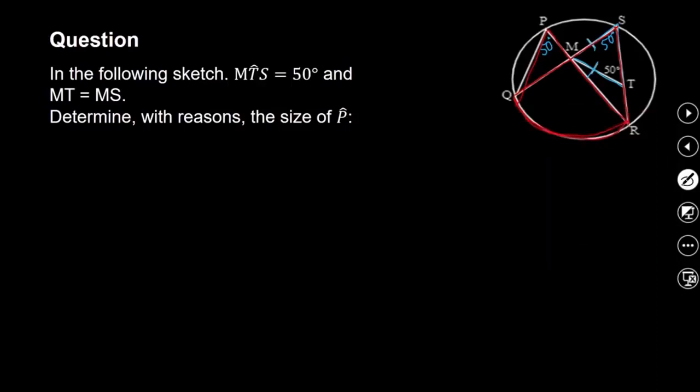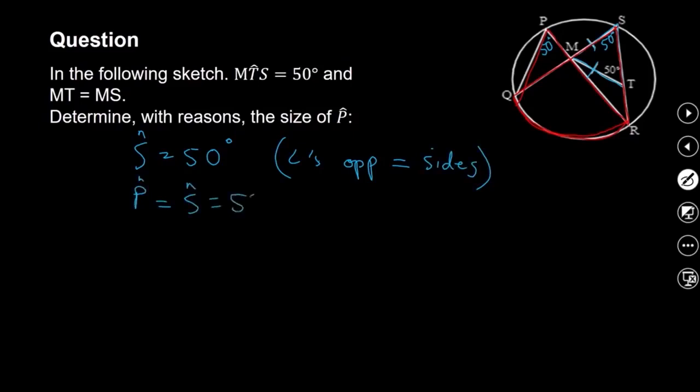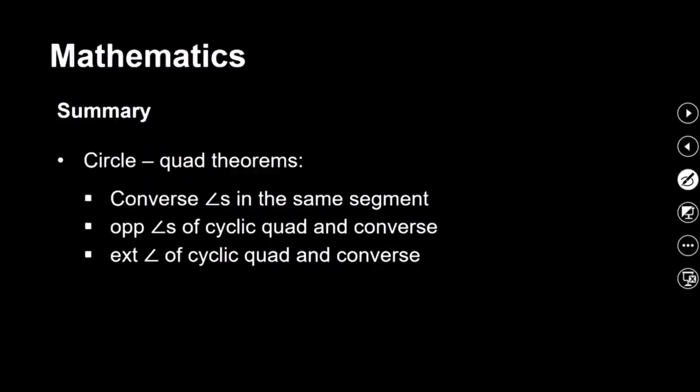And then determine with reasons the size of P. So already I will start by saying S is 50 degrees. My reason for this will be angles opposite equal sides. And since I know that, I will then say that P is equals to S, which is equals to 50 degrees, and this will be angles in same segment. Right, and then voila, I've done that particular part.